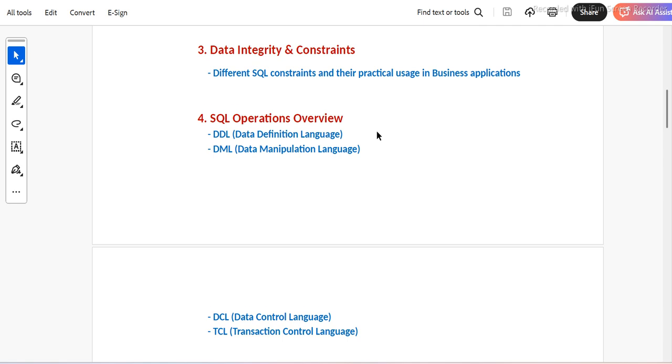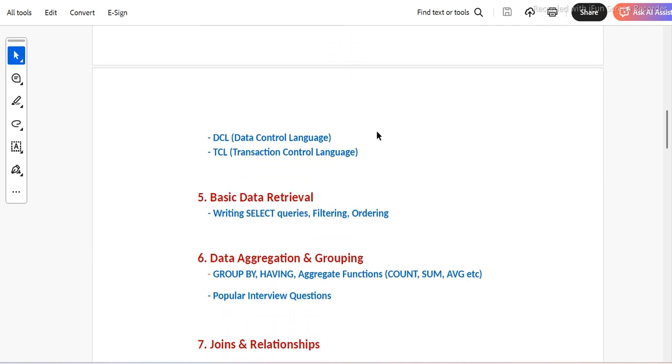Now the next one, we are going to understand the basic data retrieval part. We will understand how to fetch data from a table that is already stored. We'll be learning various filtering, ordering, and all these kinds of clauses which are there in SQL. All of those things we are going to master here.